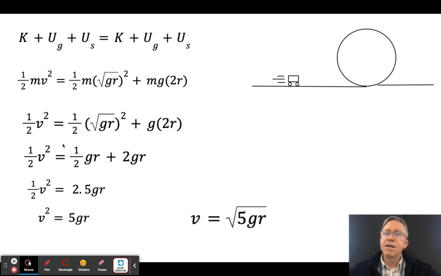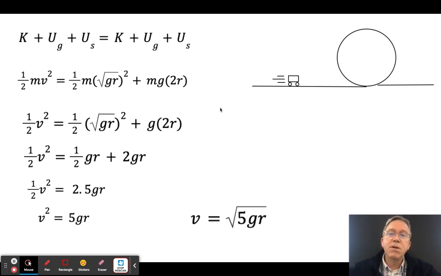Now, if I square this, it just becomes 1/2 gr plus 2gr. So what that gives me is 2.5 gr equals 1/2 v squared. So v squared is equal to 5 gr. Therefore, v is going to be root 5gr. That's the minimum velocity I need coming into this in order to not fall off when I go to the top. So it's just conservation of energy.